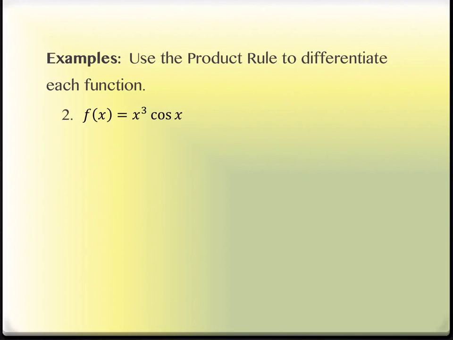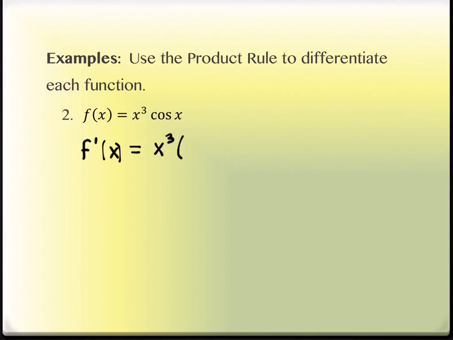This example does need the product rule. I can't simplify it with algebra or anything like that to do this problem. So we're going to do this one with the product rule. So what does the product rule say I need to do first? At least my version of it. X cubed. I'm going to rewrite the first piece. After that, I need the derivative of cosine x. And we did that last time.